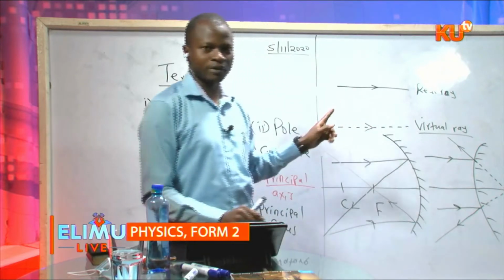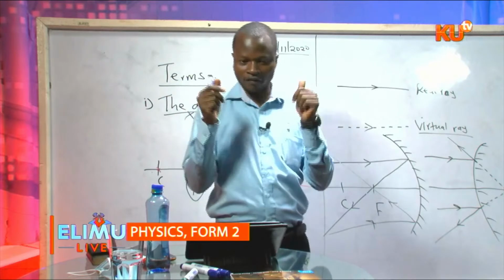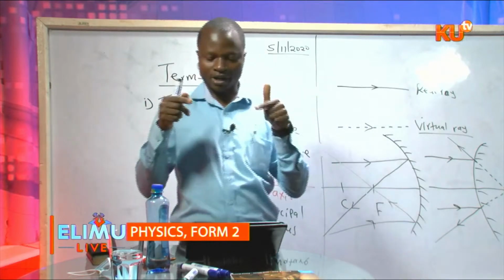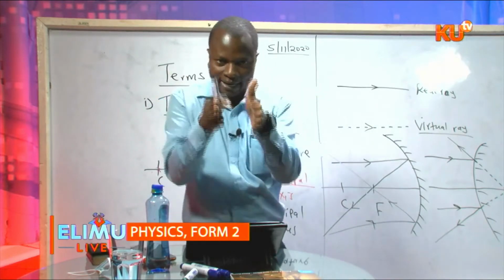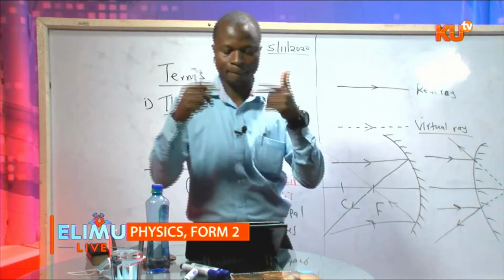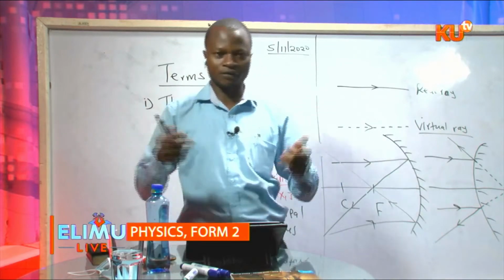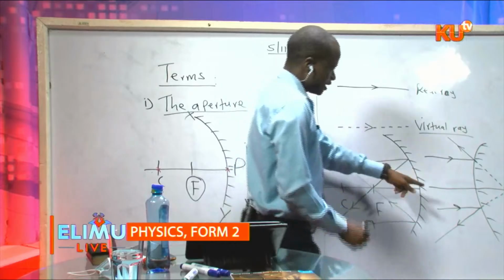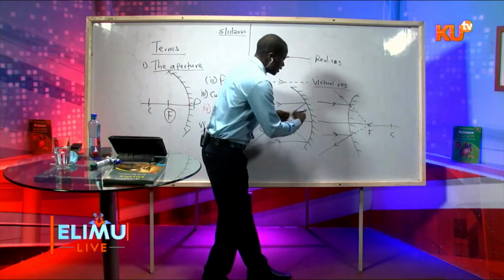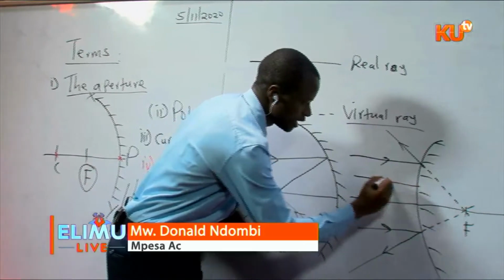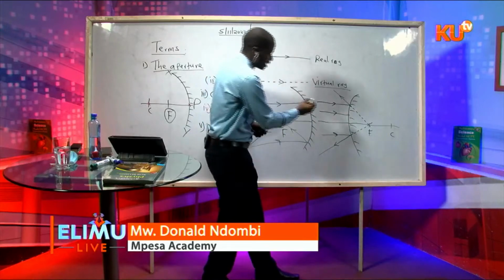What about for a convex mirror? For a convex mirror, that is the point at which all rays parallel to the principal axis appear to diverge from. It looks like they are all coming from here. All rays that are parallel to the principal axis. A ray strikes the mirror like that.